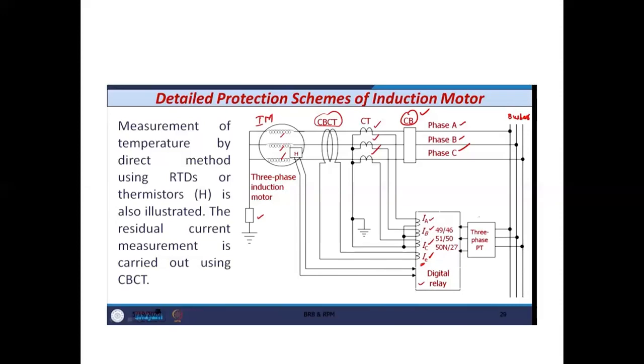One more thing is that the signal from this winding is also given to the digital relay, so that if any temperature measurement is required, it is also carried out by the digital relay. The measurement of the temperature may use methods like RTD, resistance temperature detector, or thermistor, which is to be provided in the digital relay.